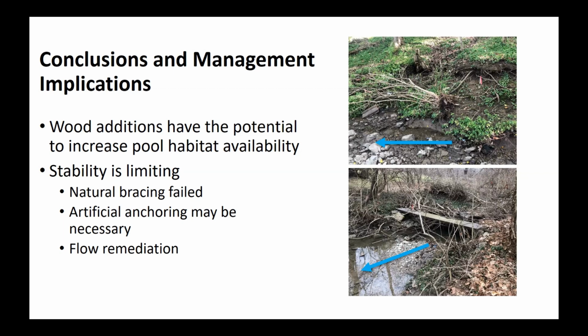And potentially some of the problems here are that the natural bracing that we had, which was primarily the riparian corridor in Cincinnati, is mostly dictated by invasive honeysuckle. Honeysuckle has very shallow roots. When you brace the wood against that, high flows tend to just wash that honeysuckle away. So there may be some requirement for some level of artificial anchoring to increase wood stability.